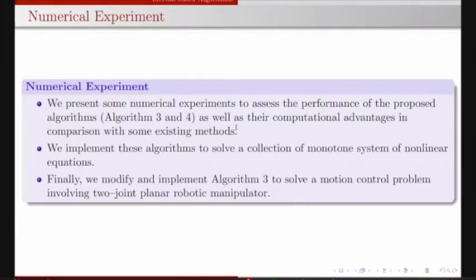As I mentioned earlier, in numerical algorithms sometimes you might not get the exact solution, so we resort to an approximate solution. When the norm is closer to 0, then we say the point we have is closer to the solution. And lastly, in the numerical experiment, we modified our algorithm 3 so that it is suitable to solve unconstrained optimization problems, and by that we can use it to solve problems arising from robotic motion control.